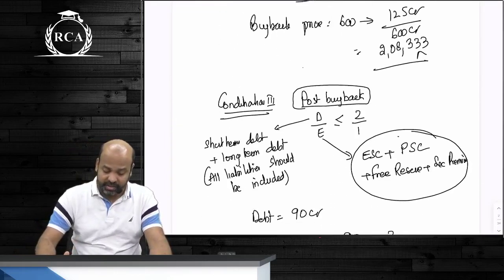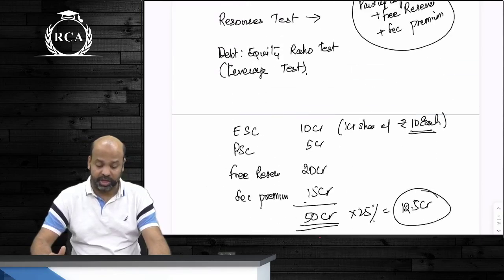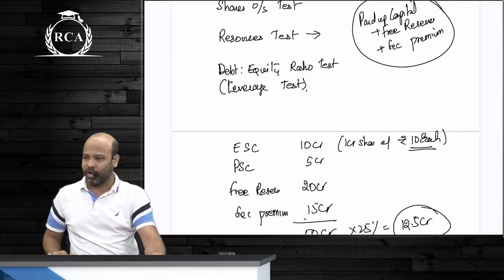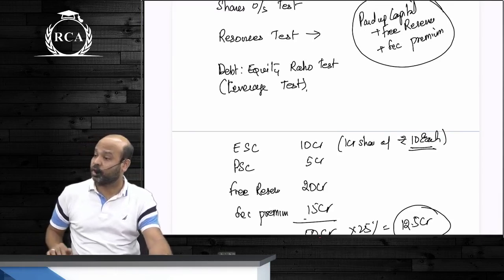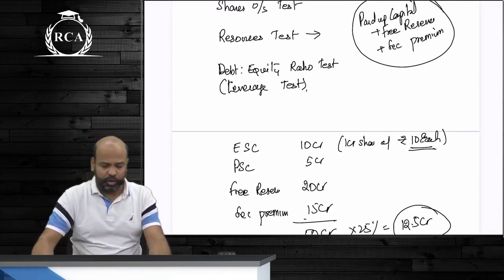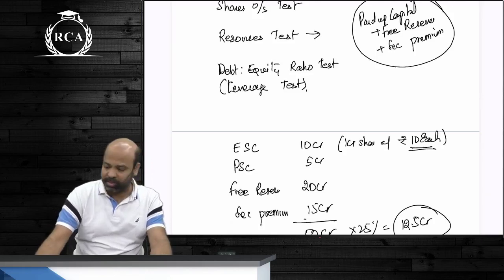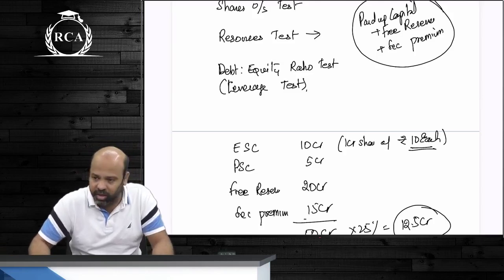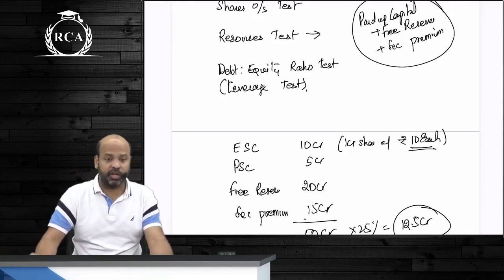The first test, beta, is the shares outstanding test. The number of shares that you can buy back cannot exceed 25% of the total equity shares outstanding. So if a firm has 1 crore shares outstanding, beta, you will not be able to buy back more than 25 lakh equity shares. The second test, beta, is the resource test.